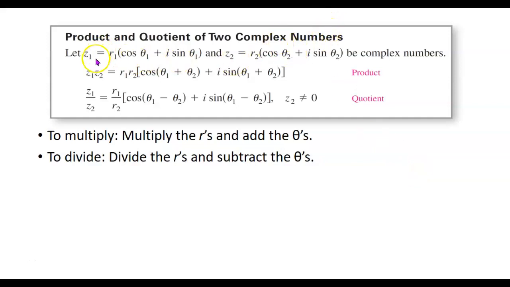Okay, suppose we have two complex numbers in trigonometric form. So we know their r and their theta, their modulus and their argument. If we want to multiply them together in that trigonometric form, we just multiply the r's and add the thetas. So then we get the product in trigonometric form as the two r's multiplied together times the cosine plus i times the sine of the thetas added together. And to divide, you would divide the r's and subtract the thetas.